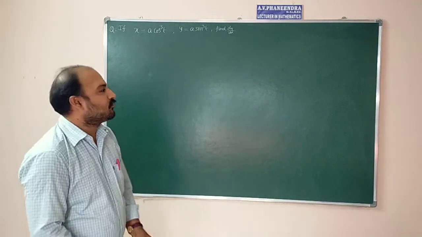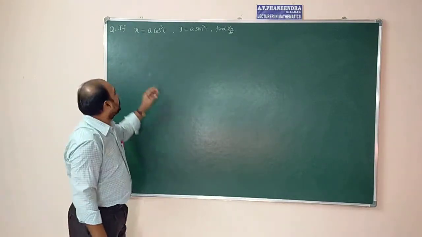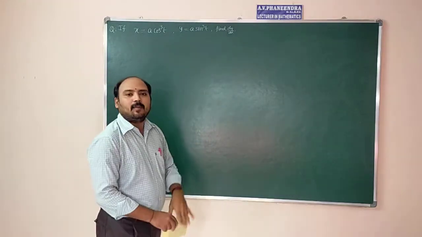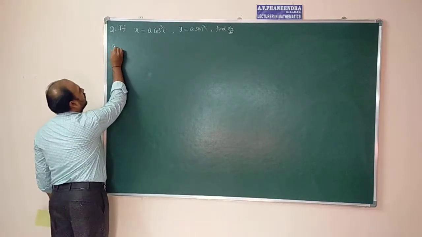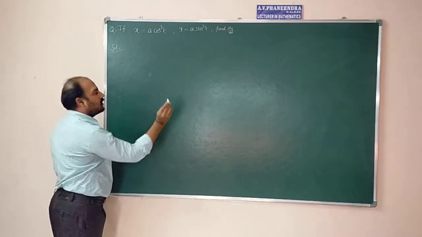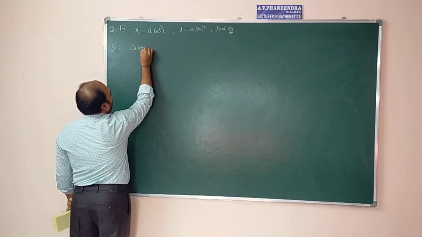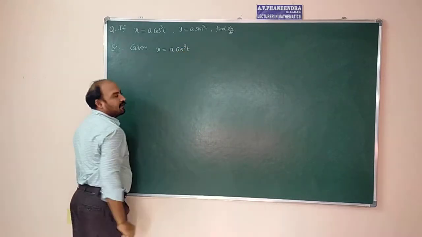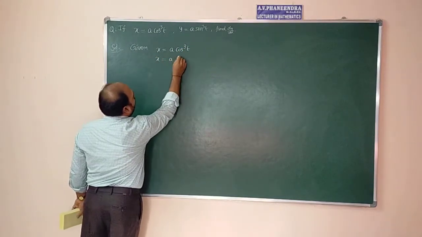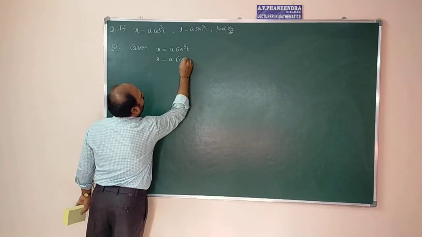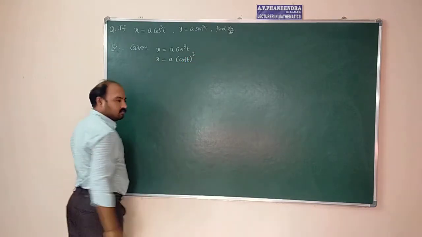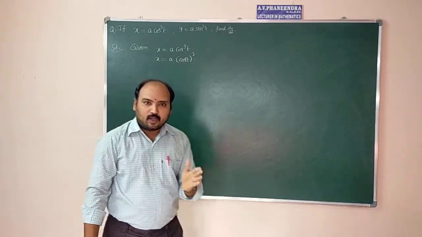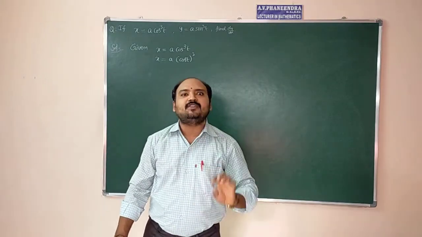The next question, important for 2 marks, very short answer question. If x is equal to a cos cube t, y equal to a sin cube t, then find dy by dx. According to the parametric differentiation procedure, first, given x is equal to a cos cube t. The meaning of a cos cube t is x is equal to a into cos t whole cube. It is in the form of f of x whole power n. We know that. How to differentiate f of x whole power n? n into f of x whole power n minus 1. Again f of x we have to differentiate.